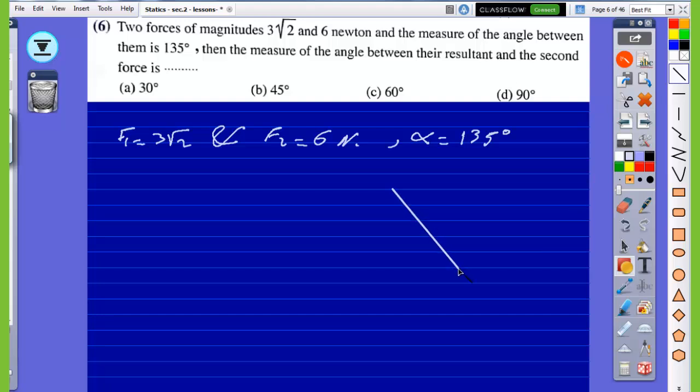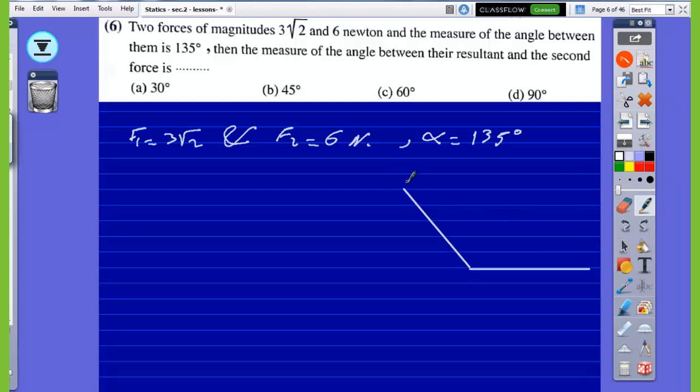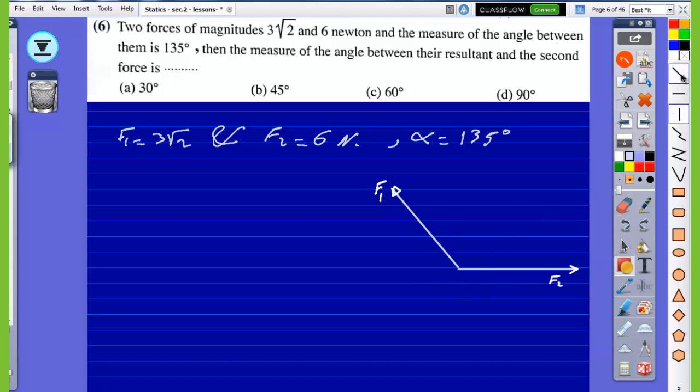So we'll draw it. We have the two forces, F1 and F2, and here we have the resultant in this direction from the same point.